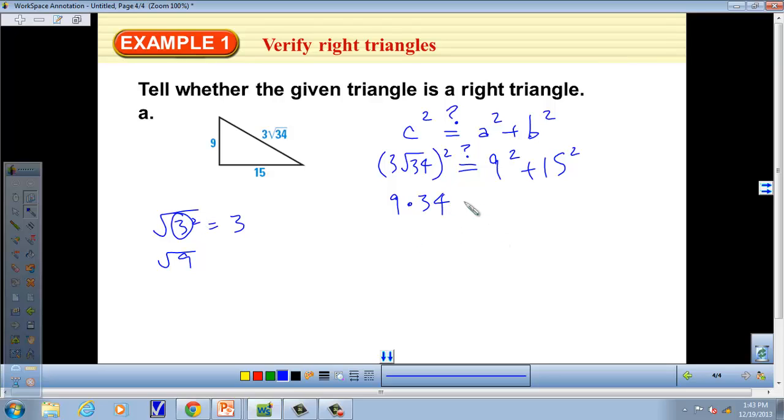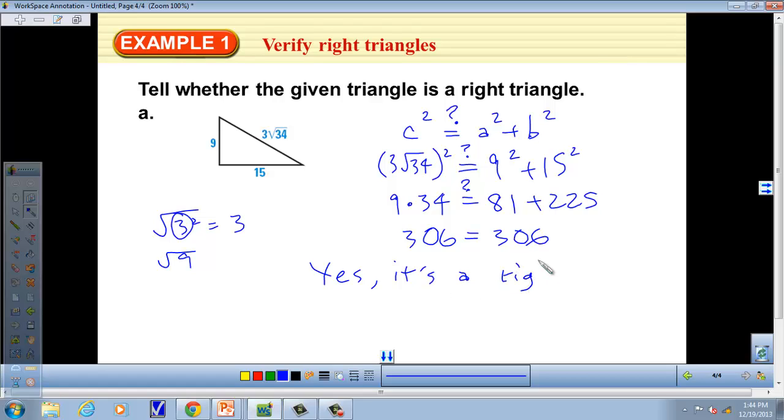This gives me 9 times 34. We get 81 here and 225 here. So 34 times 9 gives us a 6 here. Carry the 3. Is that 306? And again, we still don't know if that's true yet. Hopefully this will be true here. That gives me, let's see, 81 gives me 306. So those are equal, so we can say yes, it's a right triangle. Okay?